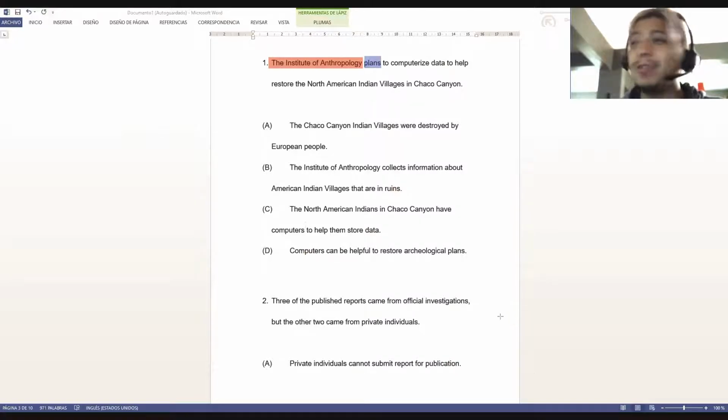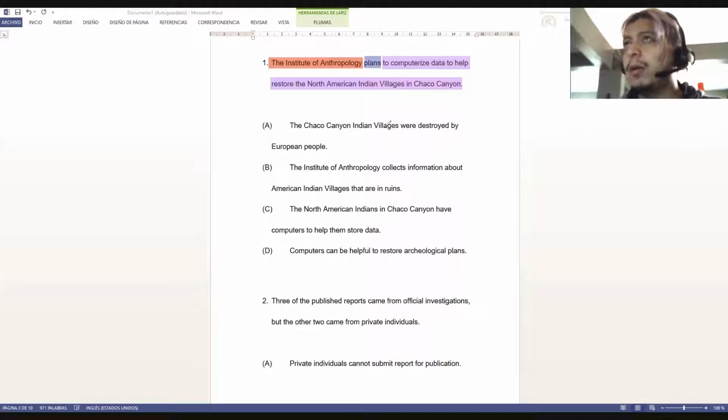The rest of this is the complement. The complement is to computerize. This is a verb complement. This is why this is in the infinitive form. To computerize data to help restore the North American Indian villages in the Chaco Canyon. Okay, so this is what we know. These people or this institution plans to do this. This is the thing that is planned. Computerizing data to help restore the North American Indian villages in Chaco Canyon. This is the thing. So what do we know?